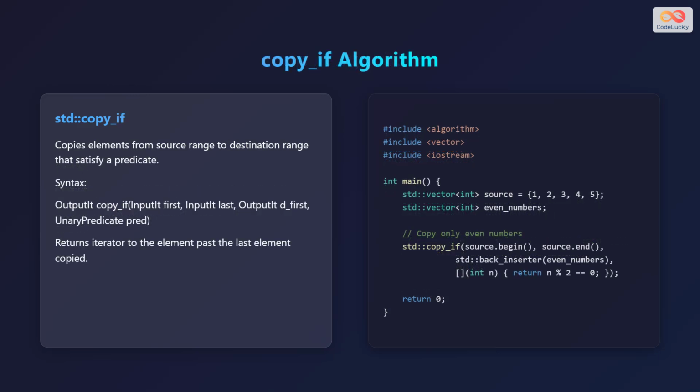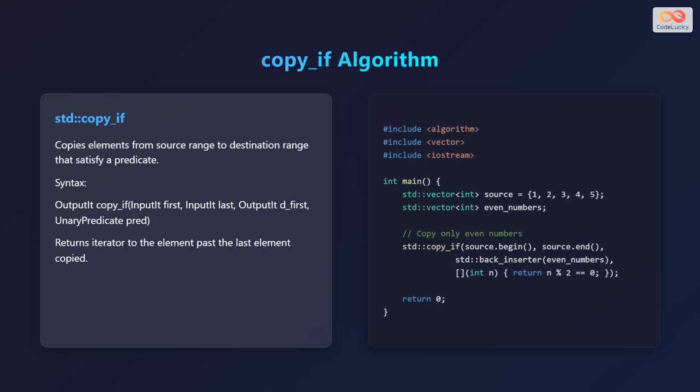Next, let's explore the copy_if algorithm. This algorithm copies elements from a source range to a destination range, but only if they satisfy a given predicate, which is a condition. The syntax for the copy_if algorithm is output iterator copy_if, with arguments input iterator first, input iterator last, output iterator destination first, and unary predicate. It returns an iterator to the element past the last element copied.